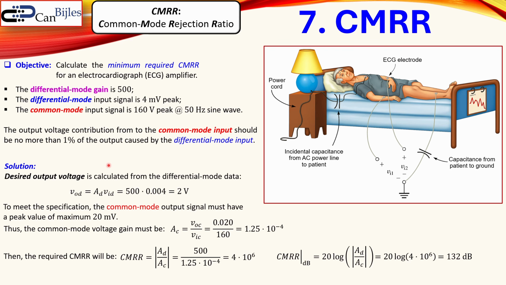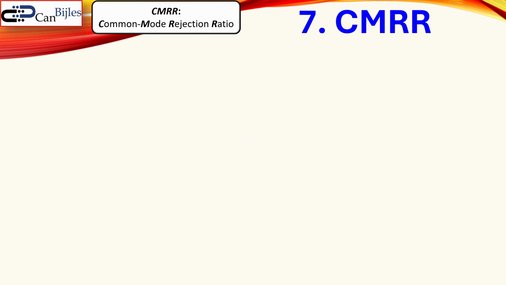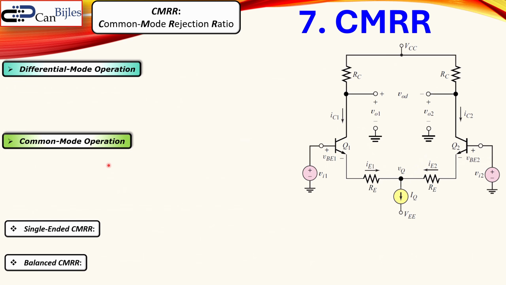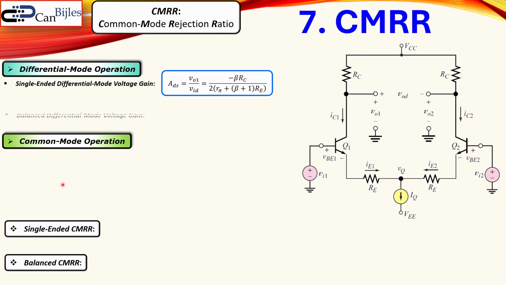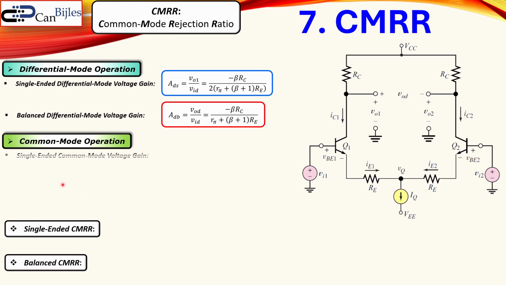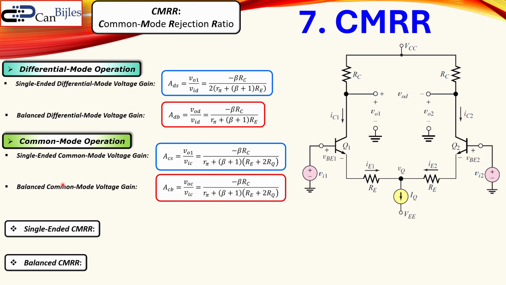Okay, now let's also look at the situation where we see differential mode operation, the common mode operation, and also the single-ended and the balanced CMRR. So I have now 4 parts I would like to discuss next. For our differential mode operation, our single-ended differential mode gain was this, and for the balanced it was that, and this is now sort of the summary for all the parts we have already discussed.